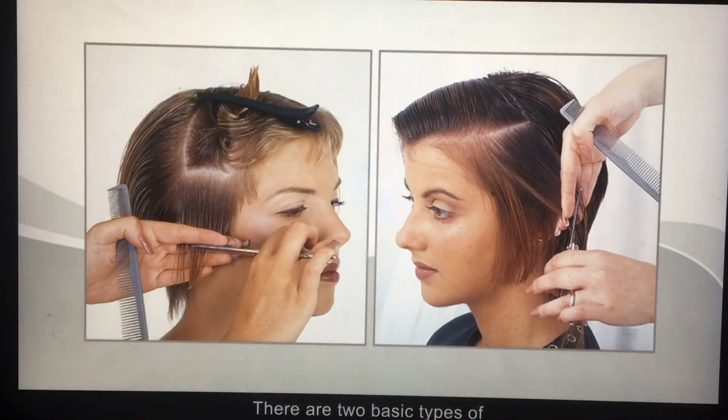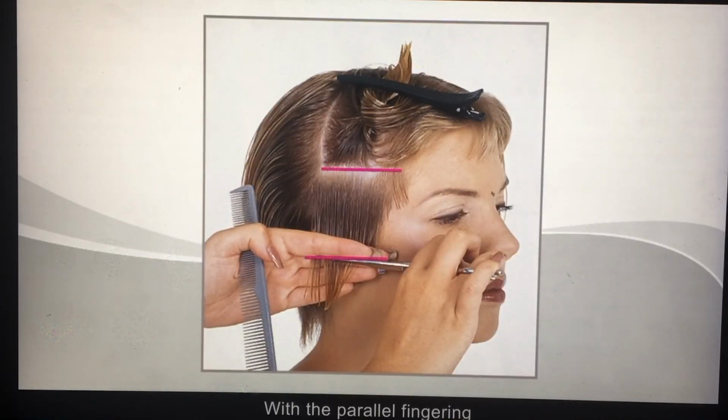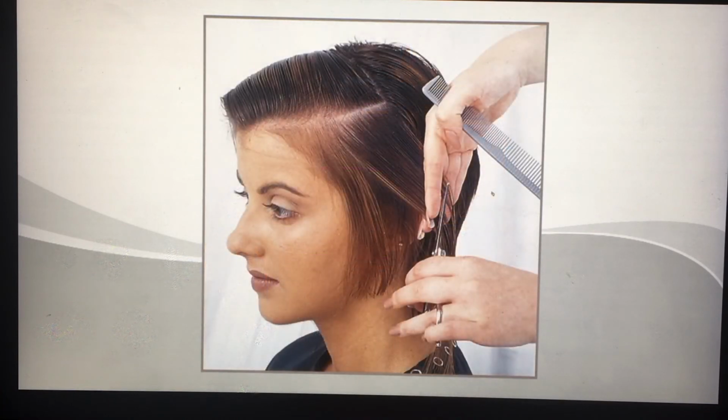There are 2 basic types of finger and shear positions, parallel and non-parallel. With a parallel finger and shear position, the fingers are positioned at an equal distance away from the parting, resulting in the purest reflection of the chosen line. With a non-parallel finger and shear position, the fingers are positioned unequally away from the parting. Non-parallel cutting is generally used to blend between contrasting lengths and to create exaggerated length increases.